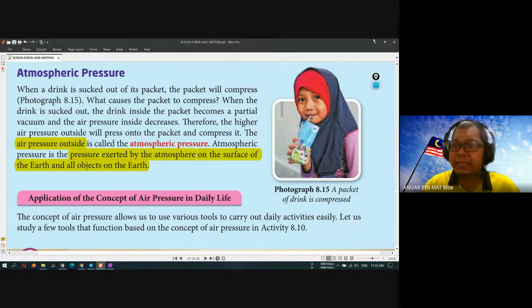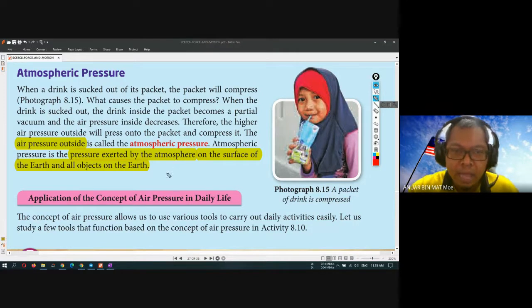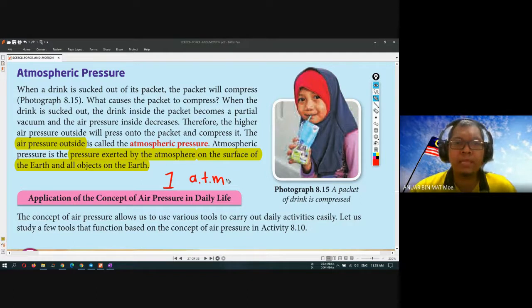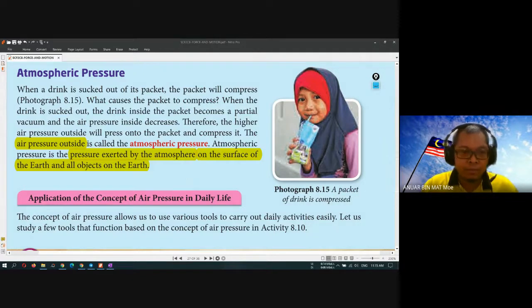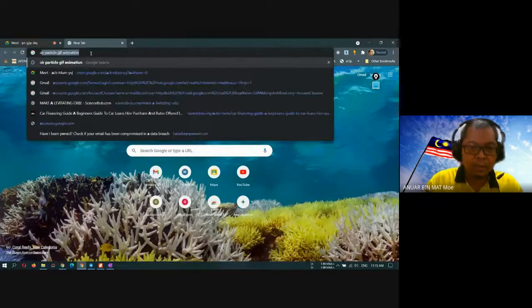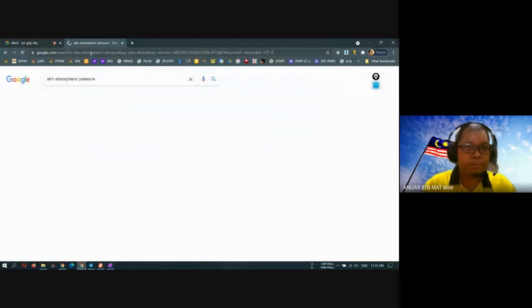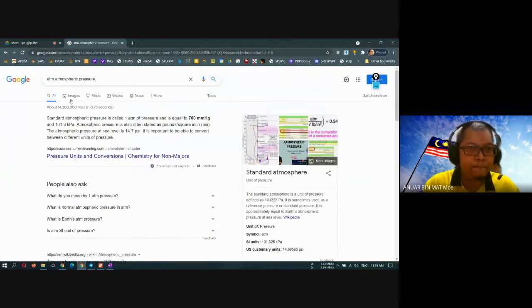1 atm. ATM is not a machine. ATM is atmospheric pressure. It is one of the units for measuring air pressure. Okay, we call it ATM.